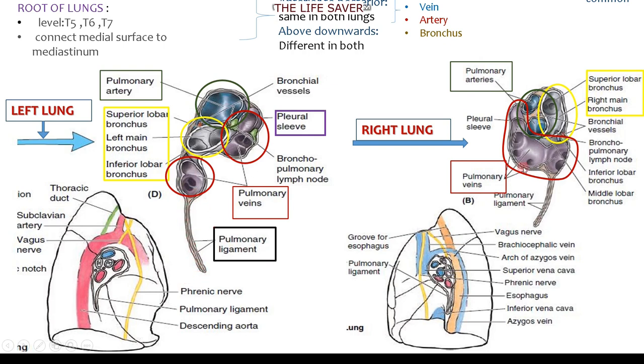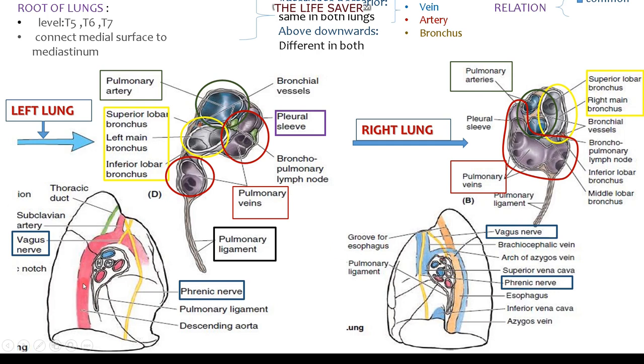Now we are going to discuss the relations of the root of the lung in detail. The relations which are common in both are the phrenic nerve and the vagus nerve. Anteriorly in both roots of lungs, there is the phrenic nerve, and posteriorly in both roots of lungs, there is the vagus nerve. But in the root of the left lung, superiorly there is the arch of aorta, while in the root of the right lung, superiorly there is the arch of the azygous vein.